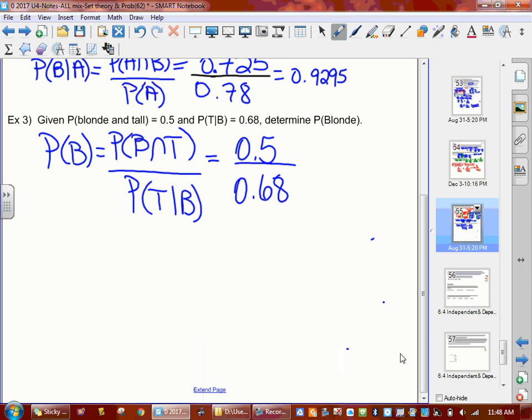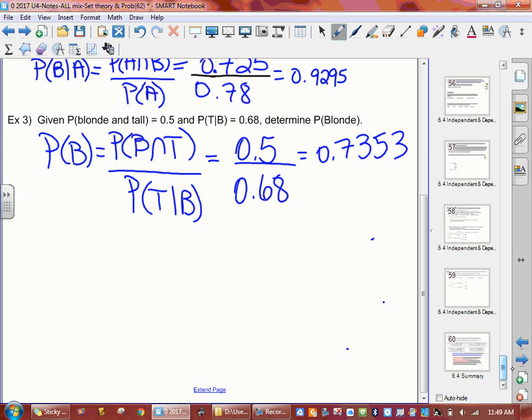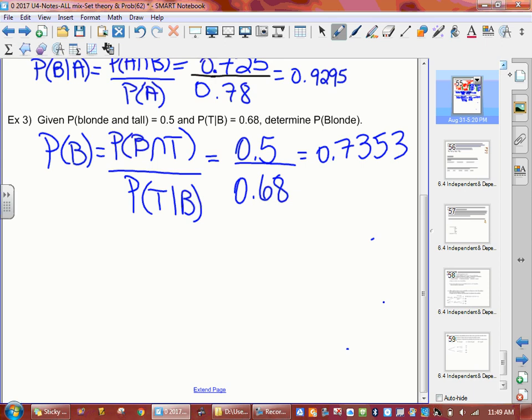And when we do the dividing, that's going to give us 0.7353. All right. Now we got the computer manufacturer. Same idea.